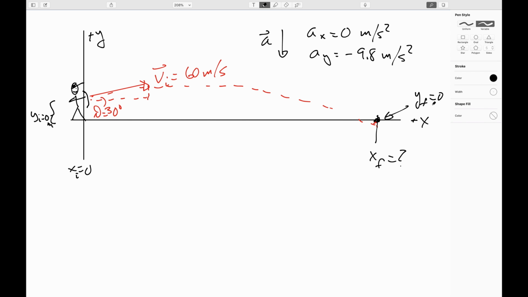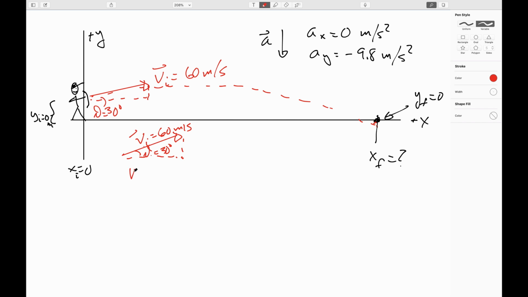The only other thing that will be useful for us is to break our initial velocity into components, because when we go into the land of x and the land of y, we will want v initial x and v initial y. So we can just draw that out real quick. So this is my v initial, which was 60 meters per second. There's my angle theta, which is 30 degrees.